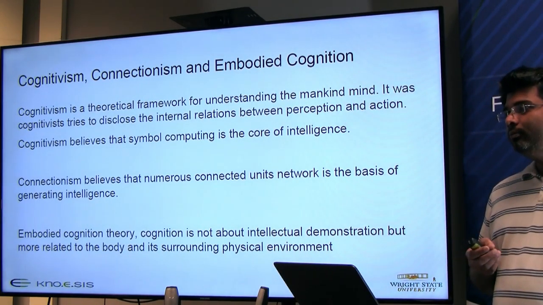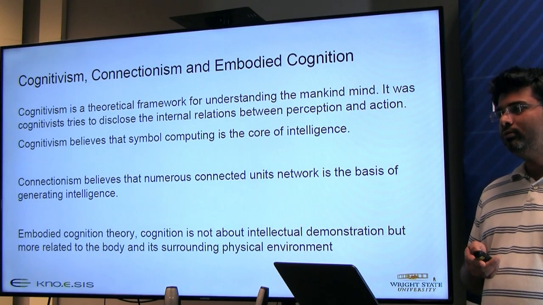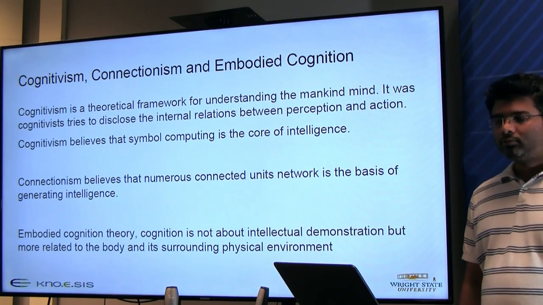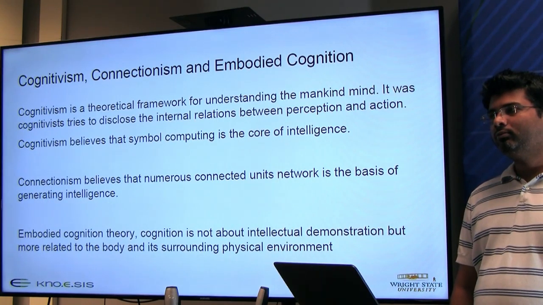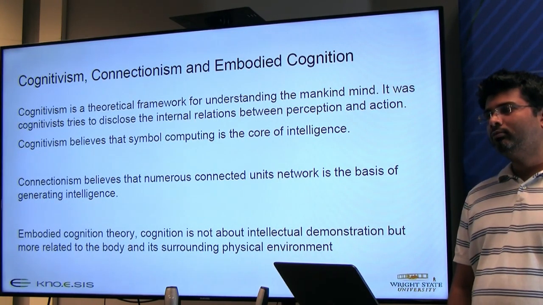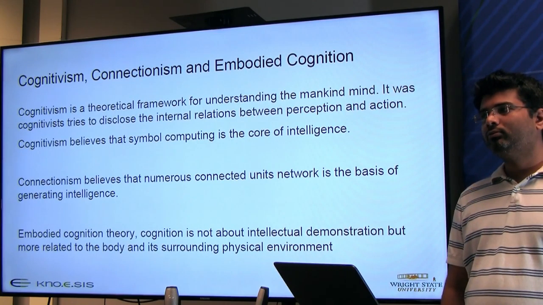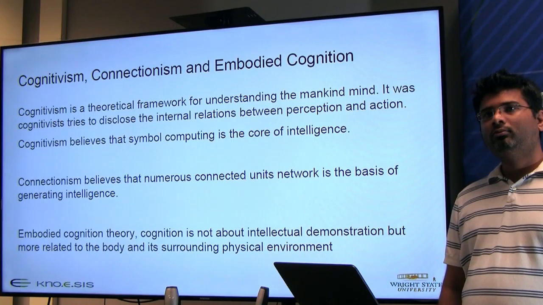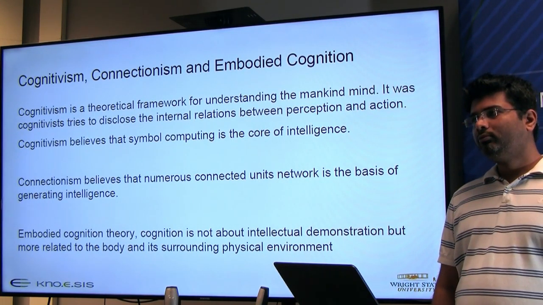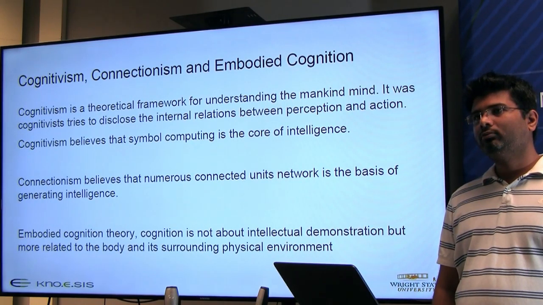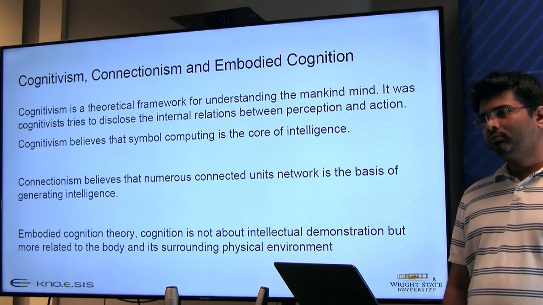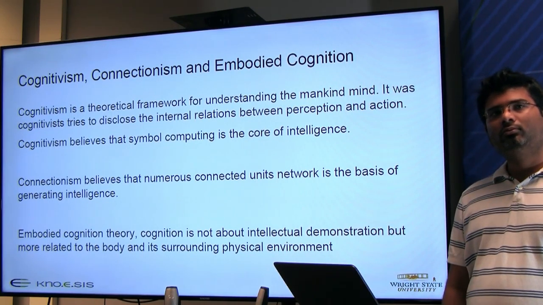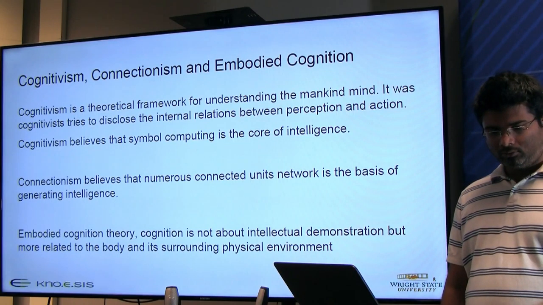So this is a really nice decomposition that you're providing here. And for the first piece, I just want to add two comments. The first one is probably the most important one. Cognitivism believes that symbol computing is the core of intelligence. You want to attribute that to Al Newell's paper, Physical Symbol Systems, in 1981. And the idea is that cognition is the operation on mental symbols. So for everything in the world, there's a symbol in the head, and we have cognitive operations that work on those symbols.